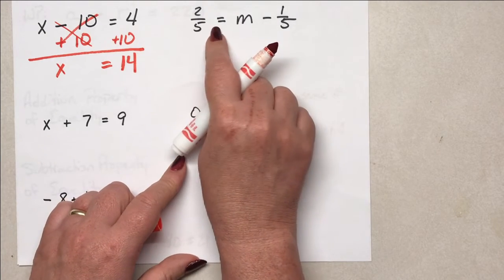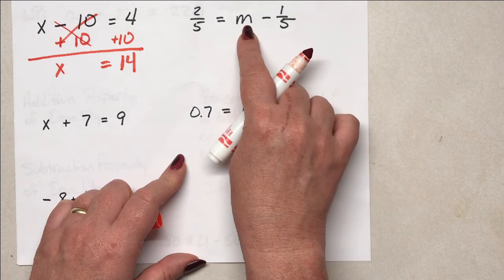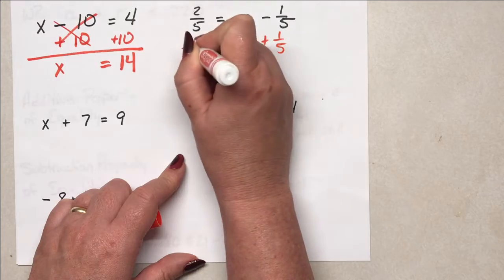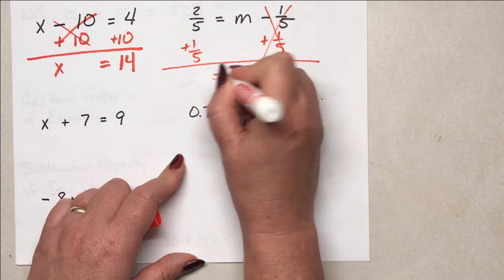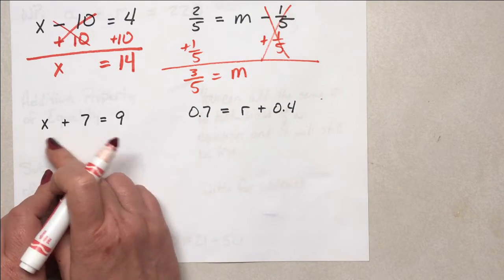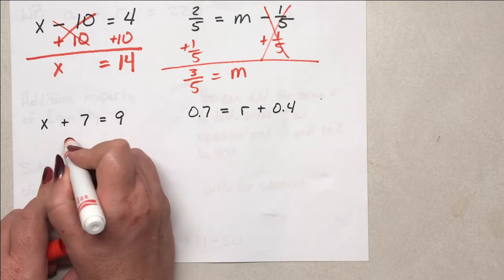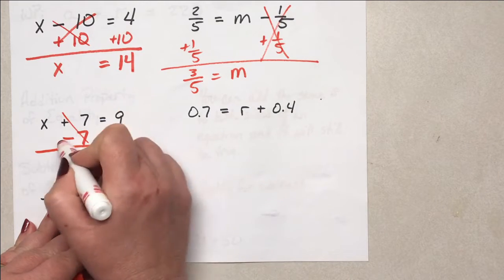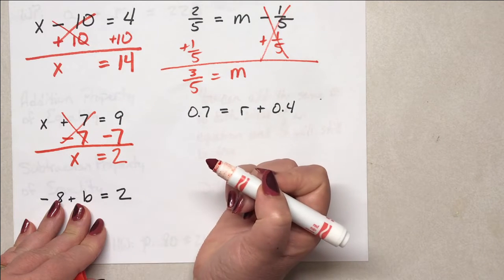Next, I have 2/5 equals m minus 1/5. I have 1/5 subtracted from my m. To get m by itself, I'm going to add 1/5 to both sides. Luckily, it's given me common denominators, so I can do this in my head. Our next example, x plus 7 equals 9. I have a 7 added to my x. To get x by itself, I'm going to do the opposite. And I'm going to do it to both sides so that that goes away, and I have x equals, and 9 minus 7 is 2.